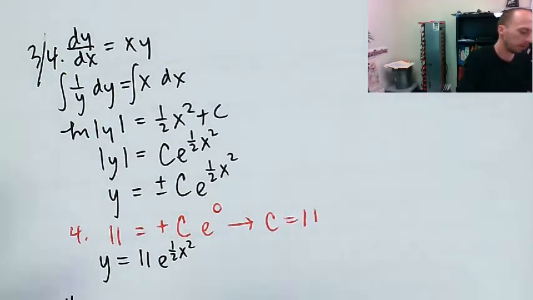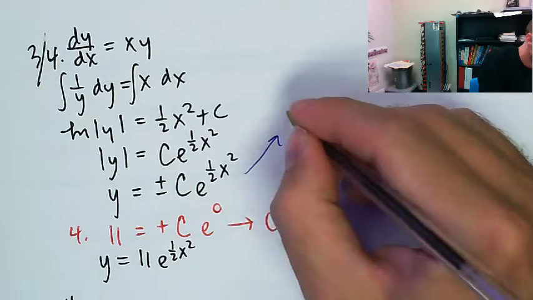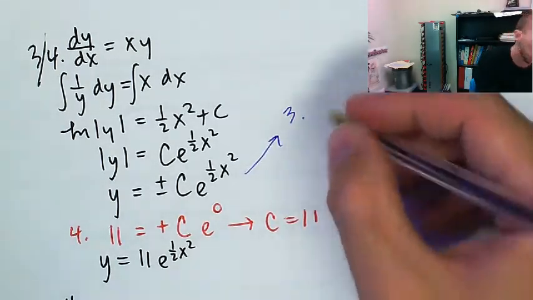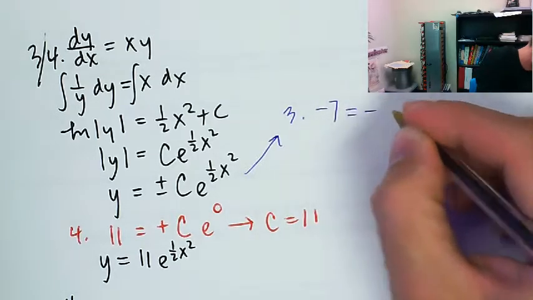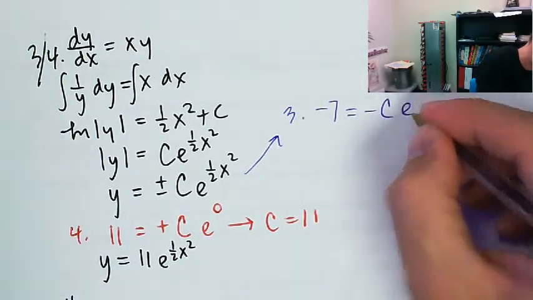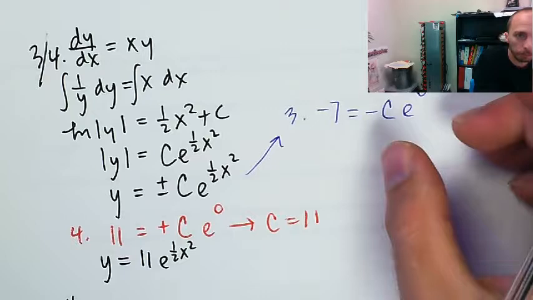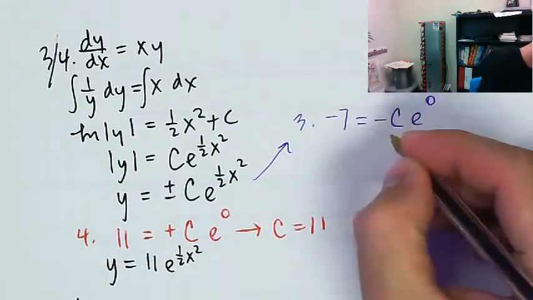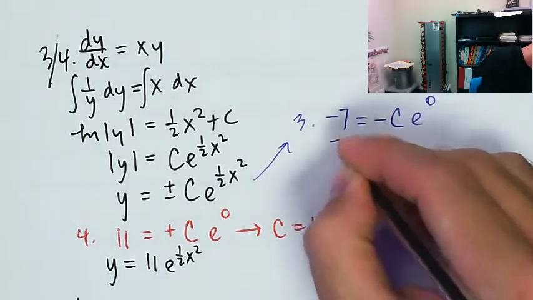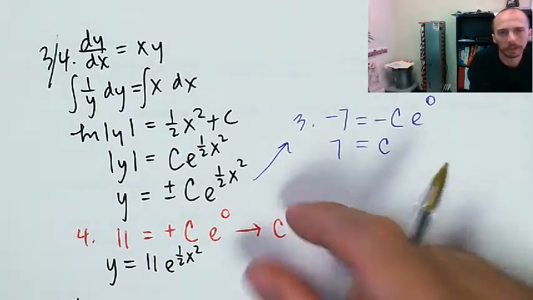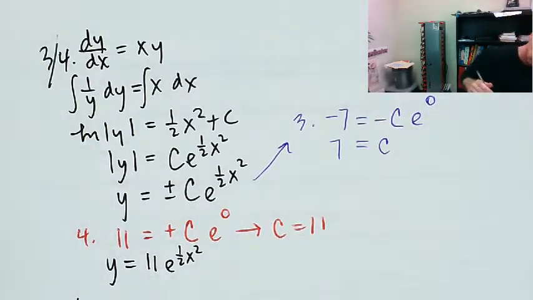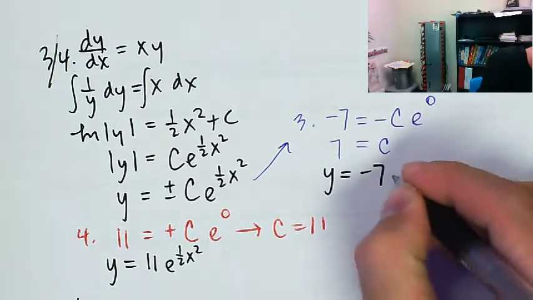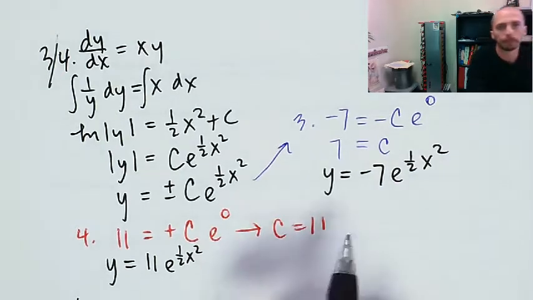For number 3, I'll switch up the color this time, and I'll do it in blue. So for number 3, I'm going to say y is equal to -7. -7 equals a negative number, so I'm going to say negative c e to the 0. In this case, I need to use the negative, but c is 7. Or if you said it was positive, you get c equals -7, who cares, right? You're going to end up with your final solution being y equals -7 e to the 1/2 x squared.